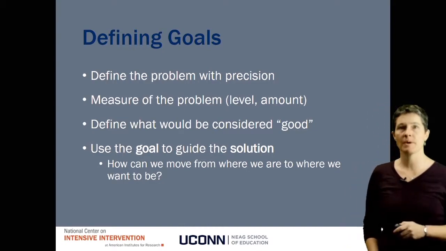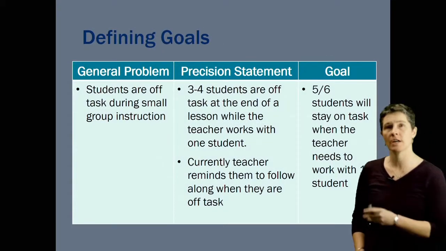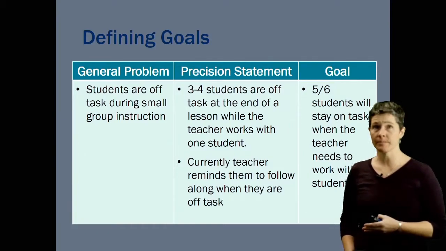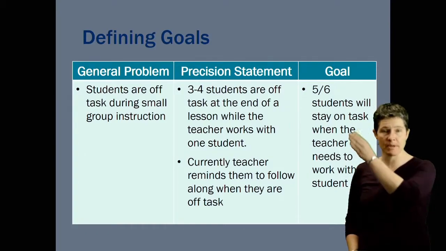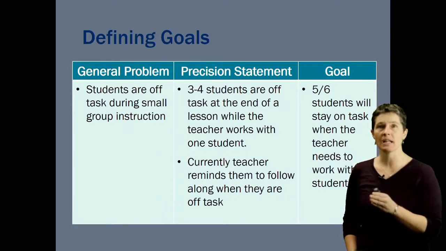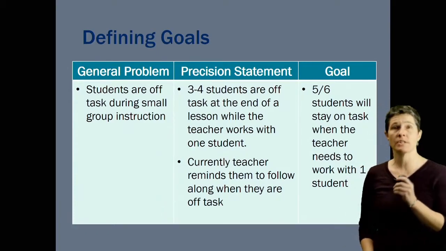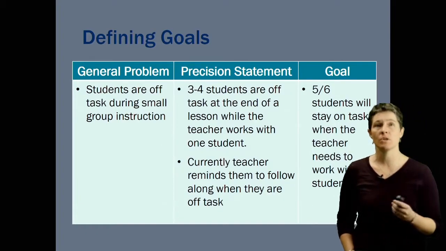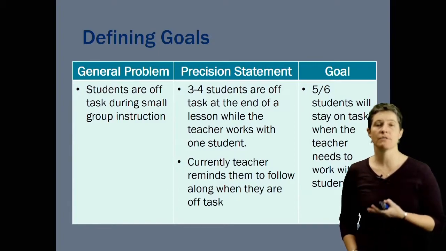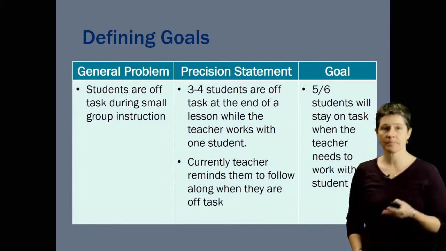We're going to think about that by putting things in this chart here. You've got a general problem: students are off task during small group instruction. We use our precision statement that we've just worked on developing, so we really dive into exactly what's going on there. It's 3 to 4 students. They're off task at the end of the lesson while the teacher's working with somebody else. And currently, the teacher reminds them to follow along when they're off task.